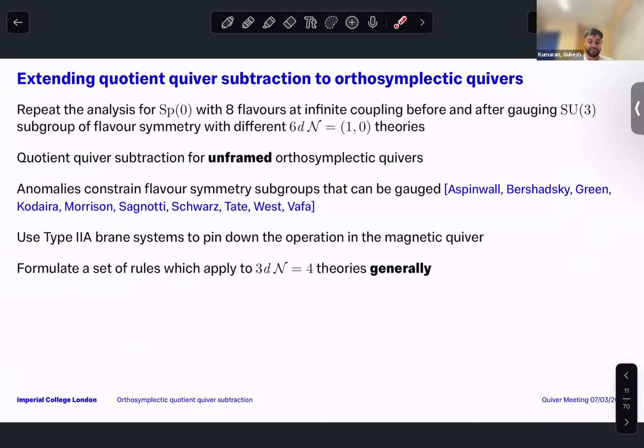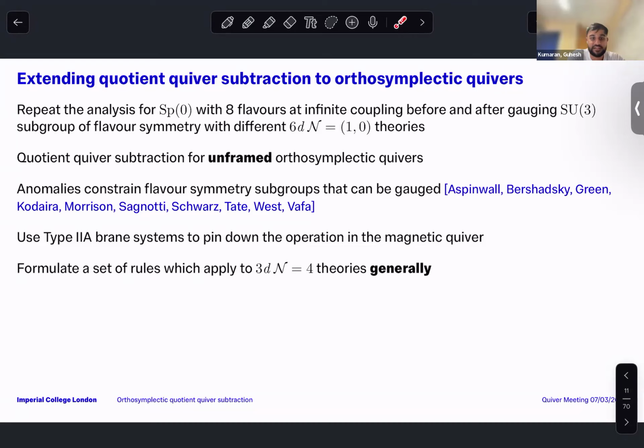So this analysis that I showed you before, of taking the SP0 theory in 6D with 8 flavors and comparing magnetic quivers before and after gauging this SU3, we're just going to repeat that. And we're going to do it for different 6-dimensional theories. And the result of all of this is a collection of quotient quivers for unframed orthosymplectic quivers.